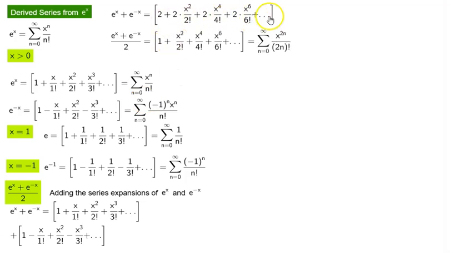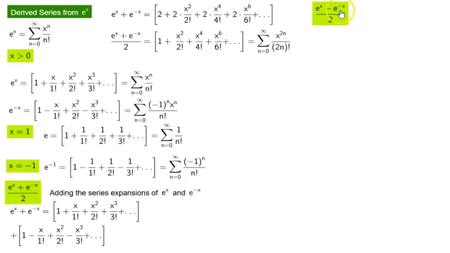Now 2 is common to all of them. So we take it out and take it to the left hand side. We get e to the power of x plus e to the power of minus x divided by 2 is equal to 1 plus x square by 2 factorial plus x to the power of 4 by 4 factorial plus x to the power of 6 by 6 factorial and so on. Or we get the series x to the power of 2n by 2n factorial. If we have done composition in terms of addition, let's look at subtraction.